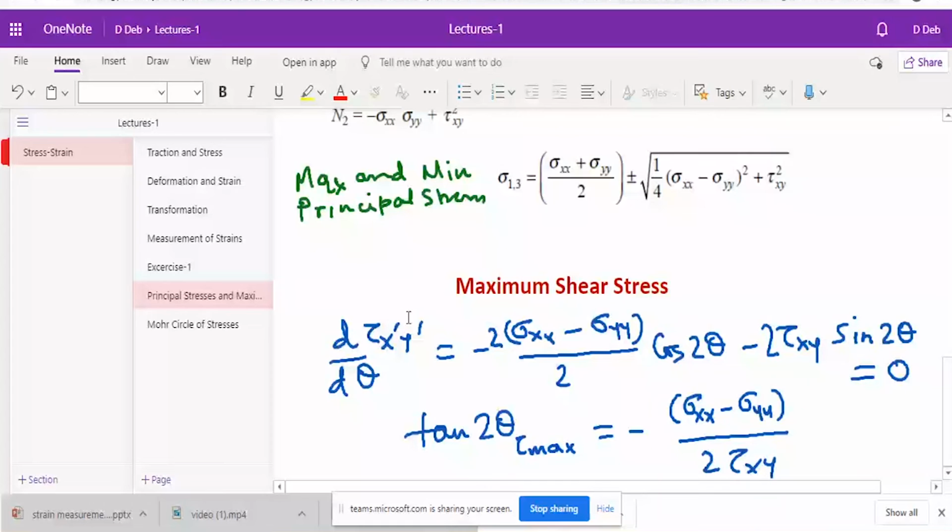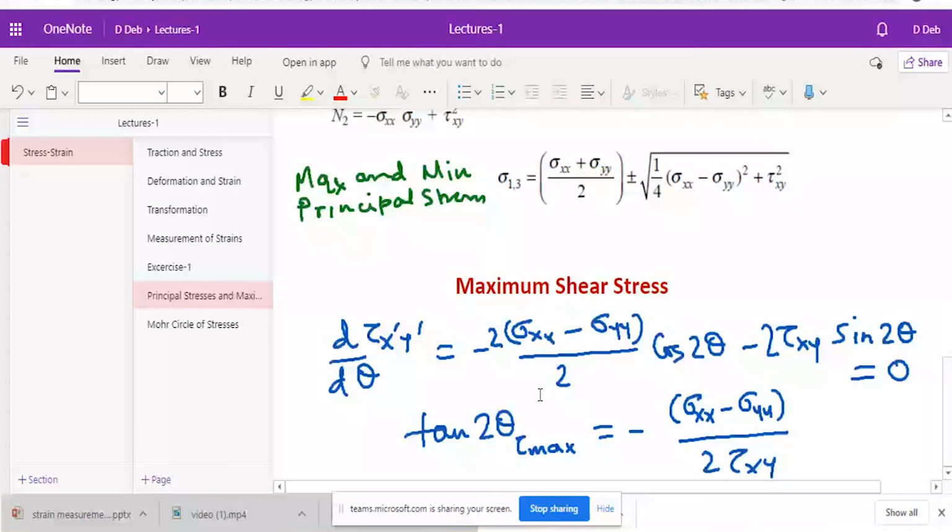So there is a plane where shear stress is maximum. So there is a plane where shear stress is 0, and there is a plane where shear stress is maximum. Okay. Now, why are we interested in this?